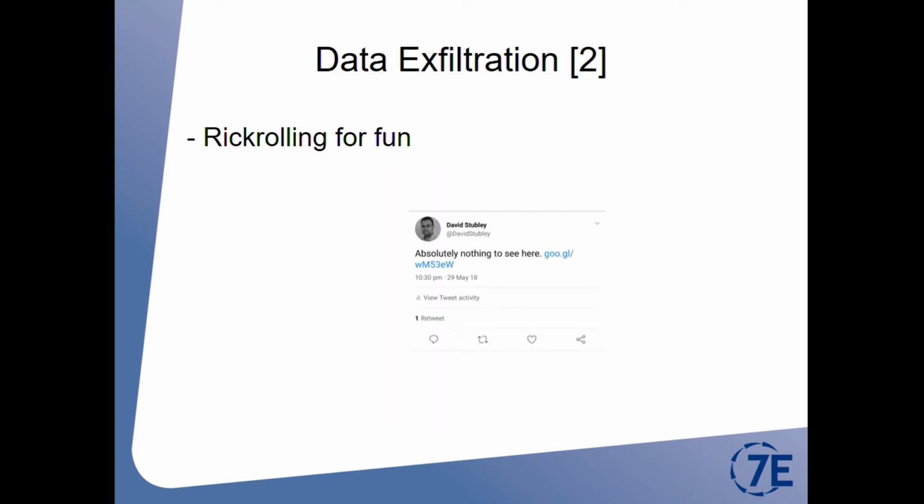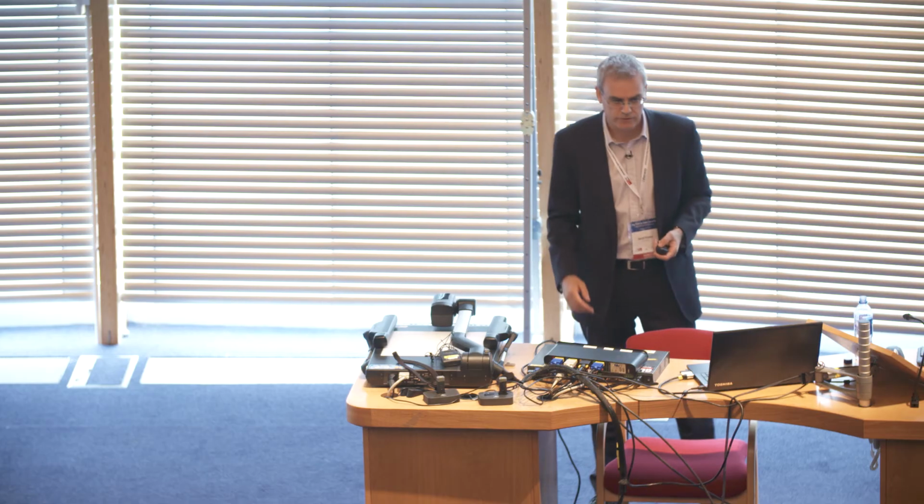I literally put this up: absolutely nothing to see here, with a Google link. So this Google link takes you to my OneDrive, and then somebody visiting OneDrive would then have to click on the link within OneDrive to go to the content, and if they bothered to follow that, they got rickrolled and they got presented with Rick Astley singing his heart out. I left it up for about 50 minutes. I didn't want it out there for too long.